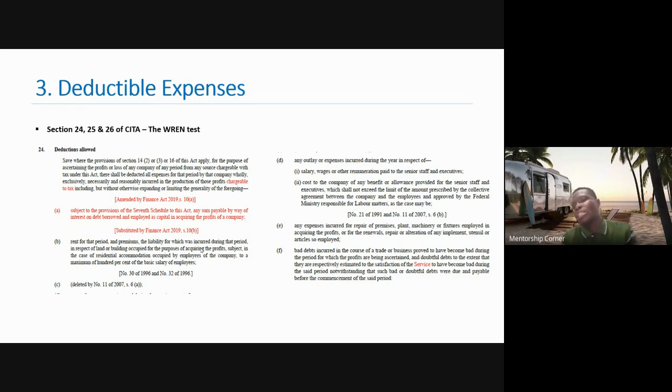So expenses such as repair and maintenance, utility bills, transportation expense, all those kinds of things, right? As long as they are wholly incurred for the business, then they should be an allowable expense. We also have bad debt. Of course, you can't avoid bad debt.